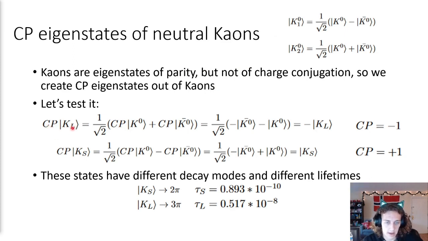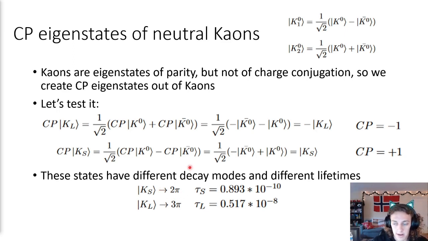And if we act CP on KL, we break it down into how we know C and P act on these kaons, and we see that we get minus KL, a -1 eigenvalue for CP, and then for KS we get +1. Now, that's important because, like I said, the weak decays involving kaons have been measured, and we see that we get two different decays. We get KS into 2 pions with a very, very short lifetime, and then KL into 3 pions with a much longer lifetime. So we brand them KL for long-lived and KS for short-lived.